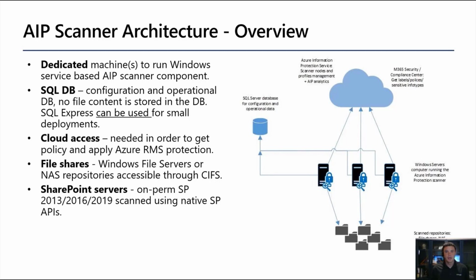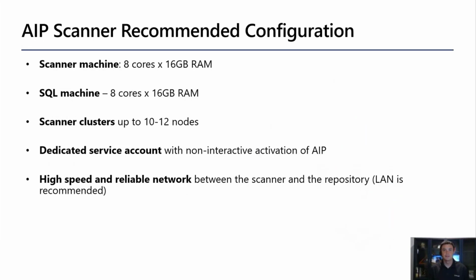Now, AIP Scanner should have a connection to the cloud in order to leverage the Azure portal to manage the scanner, get the discovery reports, and apply protection. The scanning targets are then accessed using the Common Internet File System, or CIFS protocol, for file servers and NAS, and HTTPS for SharePoint. Now, let's discuss the AIP Scanner recommended configuration.